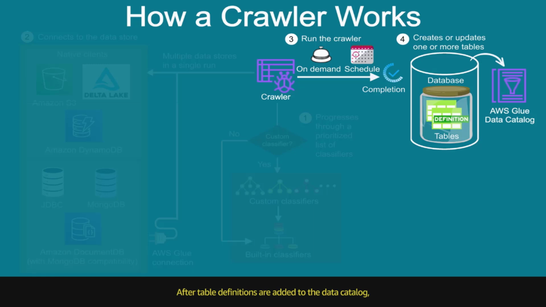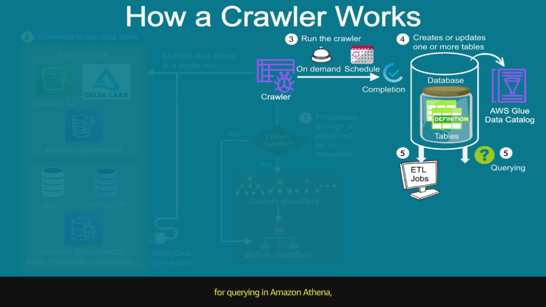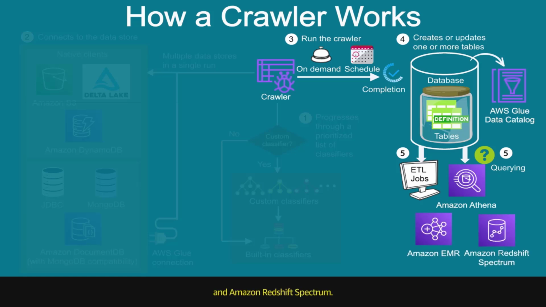After table definitions are added to the data catalog, they are available for extract, transform, and load, or ETL jobs. The table definitions are also readily available for querying in Amazon Athena, Amazon EMR, and Amazon Redshift Spectrum.